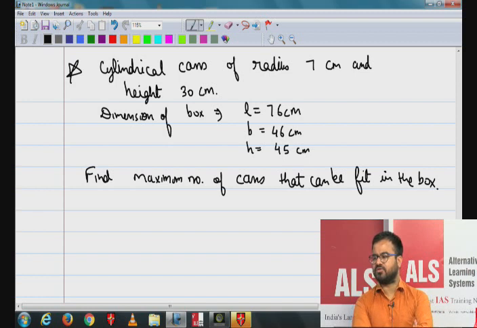Thirty-four, no. How you are calculating that? Are you dividing the volume of the box by volume of can?